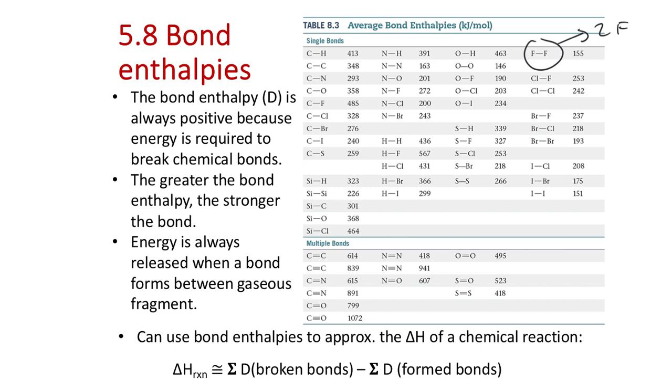If you want to break, let's say, a hydrogen-hydrogen bond, so that's here, breaking the H2 bond takes about 436 kJ per mole, so a stronger bond than F2.